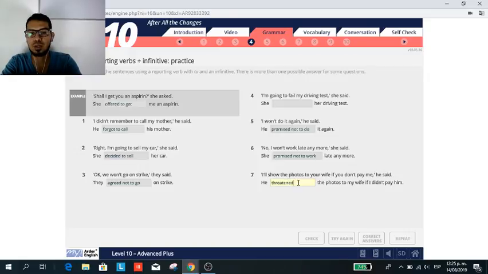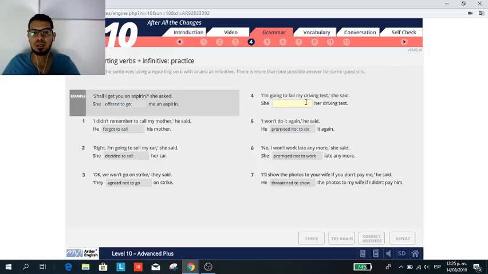I hope it's okay. It's well spelled. He threatened to show the photos to my wife if I didn't pay him. Okay. Now, I'm going to fail my driving test.